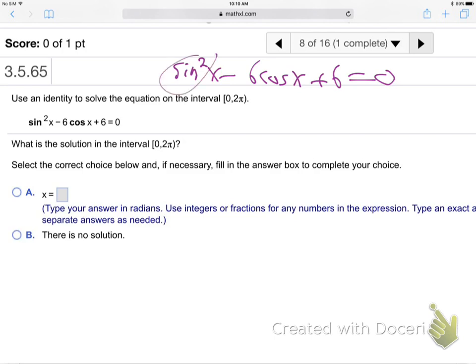You're always replacing the squared piece, not the first power piece. The first power piece has to stay. There's no formula for replacing plain cosine or plain sine, but there is a formula for replacing sine squared, 1 minus cosine squared, or vice versa, cosine squared with 1 minus sine squared, right? You replace the squared piece, always, not the first power piece.